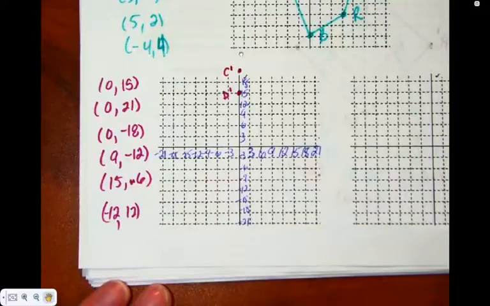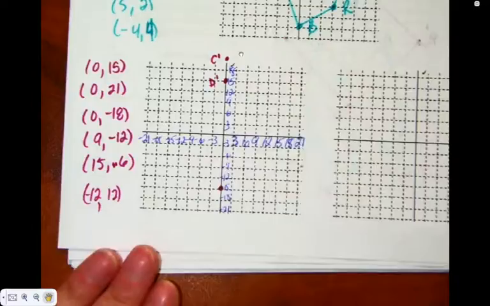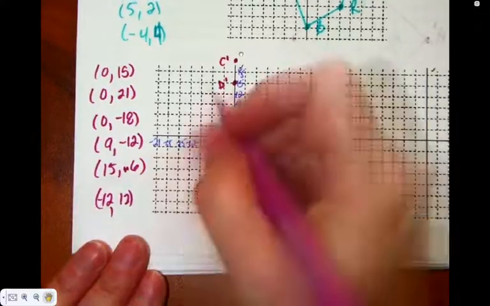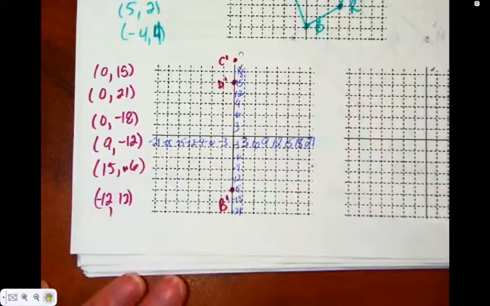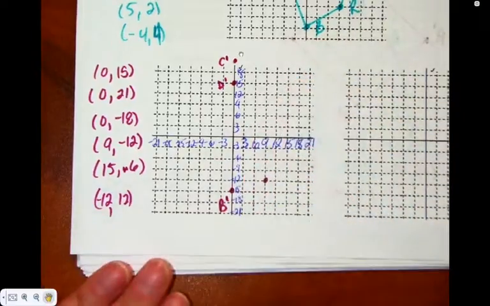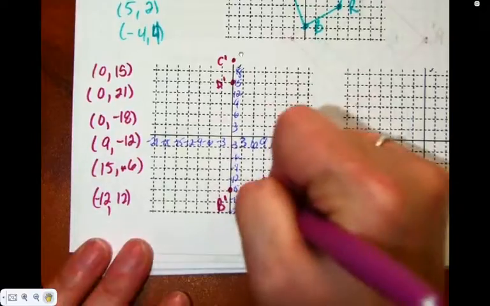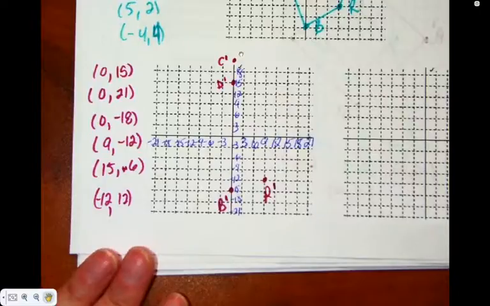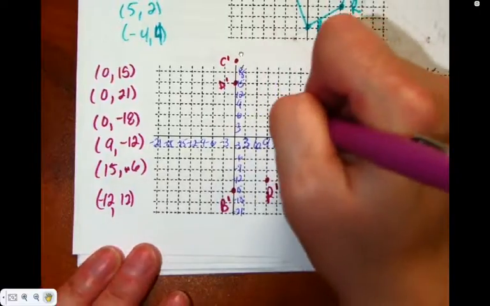Brody, put it on my desk, please. One side for Brody. 0, negative 18. Where does 0, negative 18 go? Down. What are we going to call it? E prime. What do we call that? 9, negative 12? 15, 6.